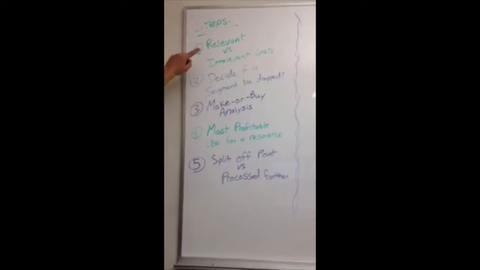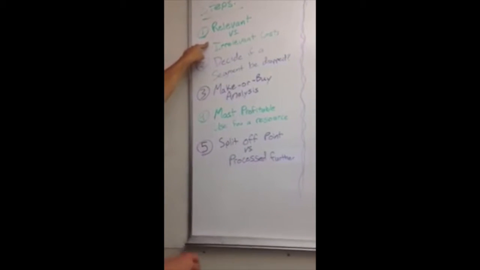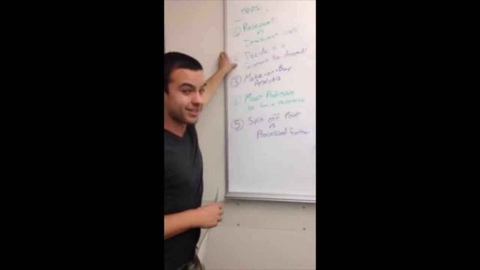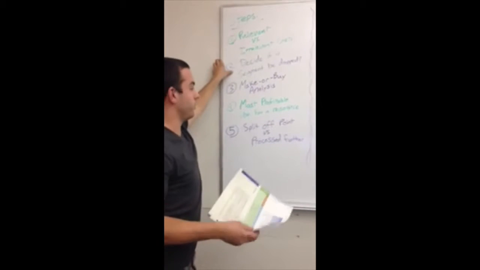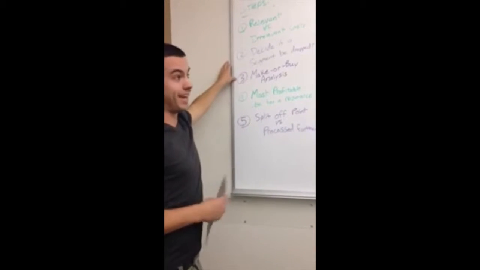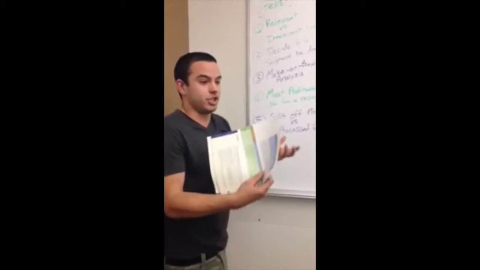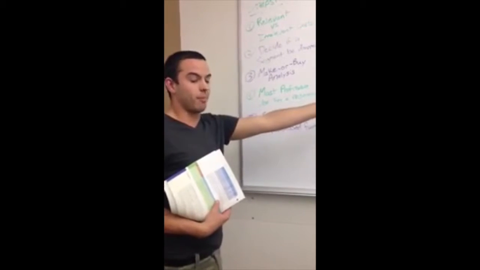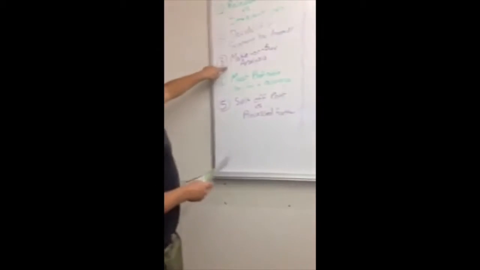You first must decide what your relevant and irrelevant costs are, or your avoidable or non-avoidable costs. Decide if one of your segments, if you have multiple lines of products, needs to be dropped or if it needs to be kept going, if it's profitable. And then your third step is to make a make or buy analysis, saying, is it cheaper and more profitable for us as a business to make it ourselves or to buy it from company X, for example, and then process company X's product further and sell that. So that is an analysis that must be done.